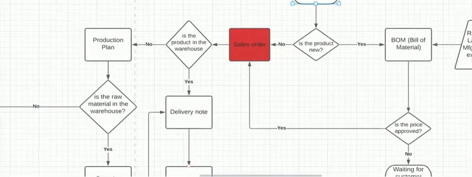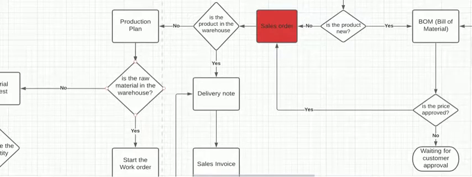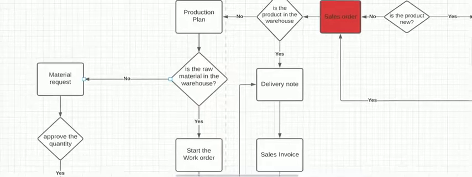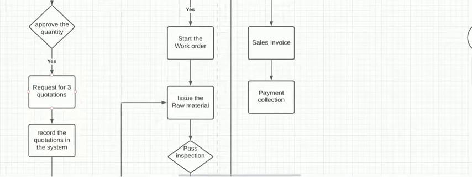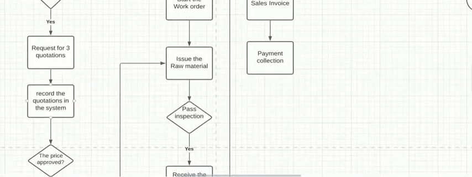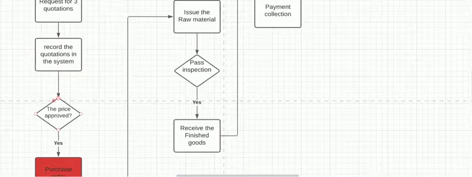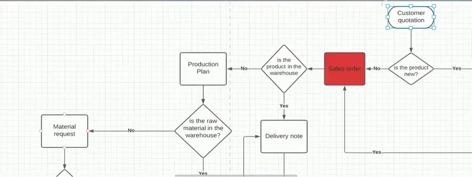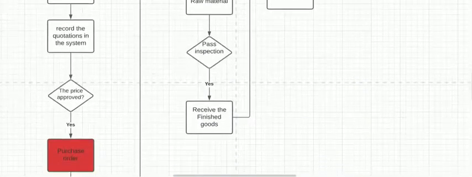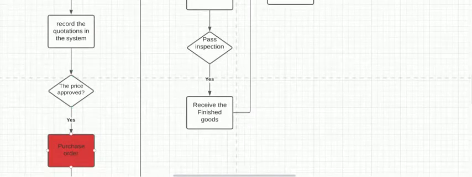In case the raw material is not in the warehouse before the production date, the planner prepares a material request. The material request includes only the material, and then we have approval. The management should approve the purchase of such a quantity. After the approval, we prepare three quotations from different suppliers, and after we receive the three quotations, we record them in the system, looking for management approval. If it's approved, because the material request approval is for quantity and the quotation approval is for price and quantity, we prepare the purchase order.